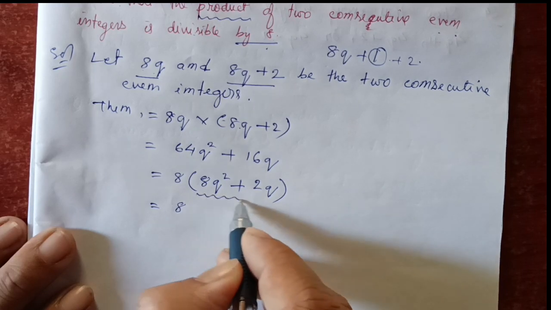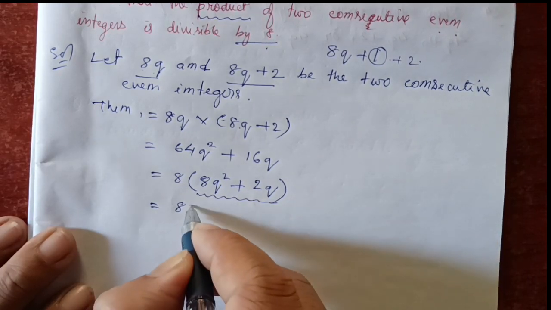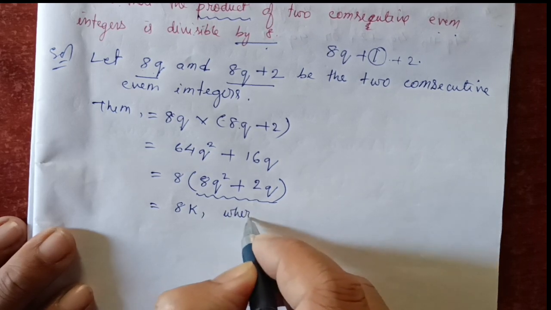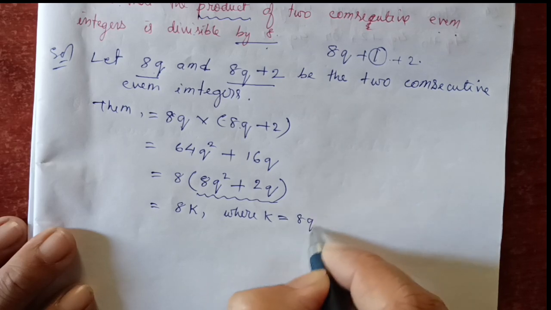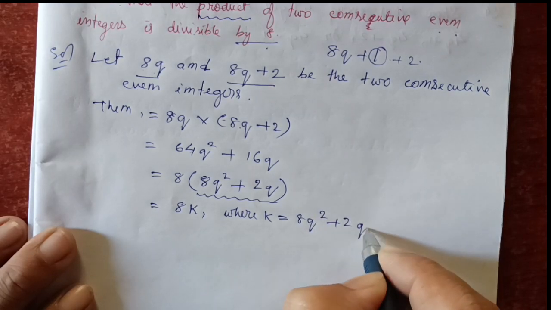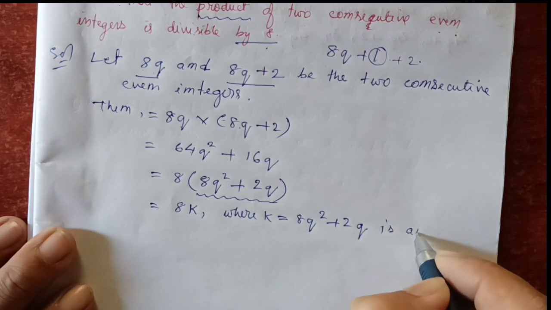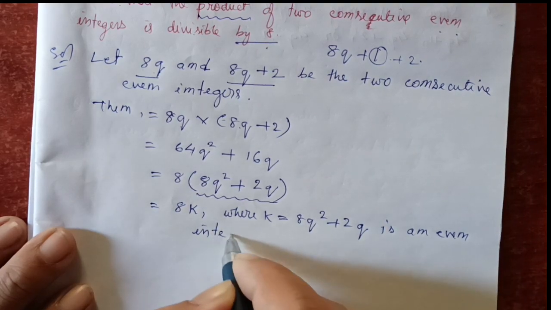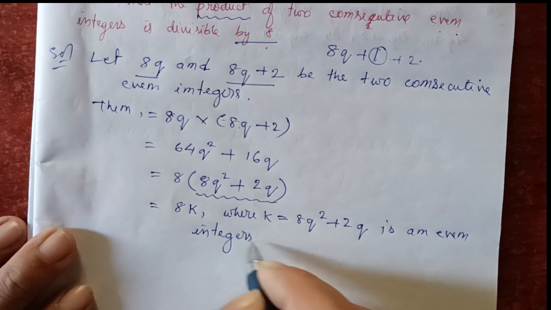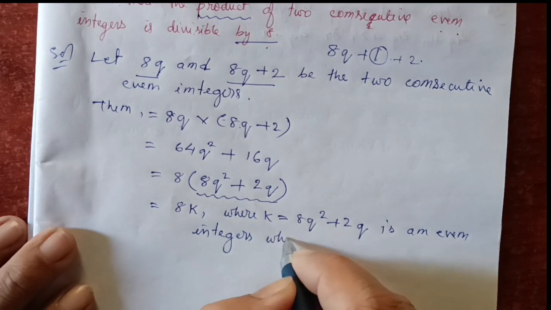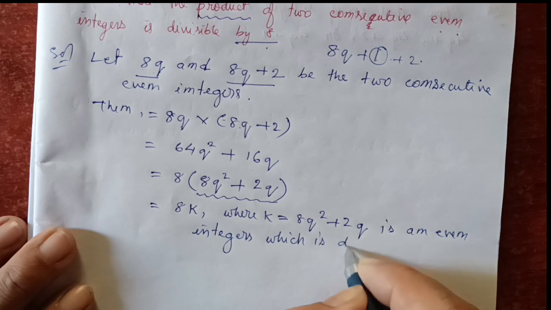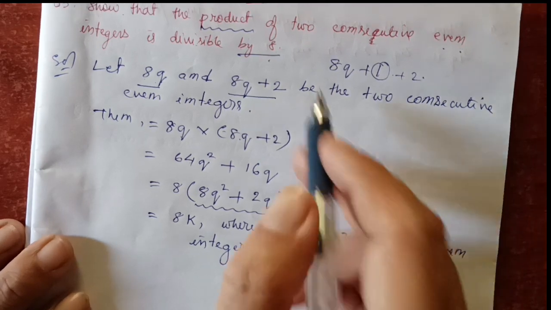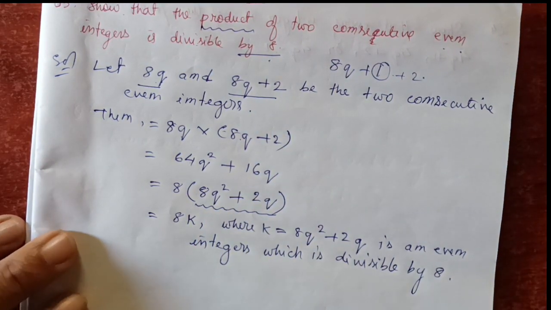Okay, what did I say? All these numbers which are inside the bracket will be replaced by K. Then you show it where K equal to 8q square plus 2q is an even integer. We are copying from the question only. An even integer which is divisible by 8.